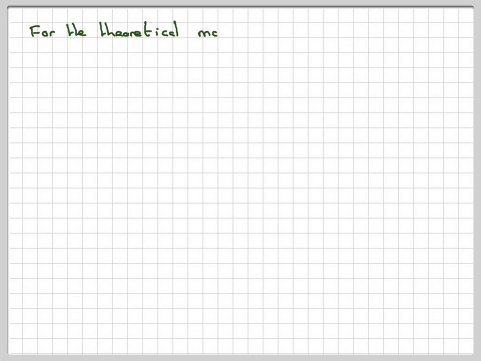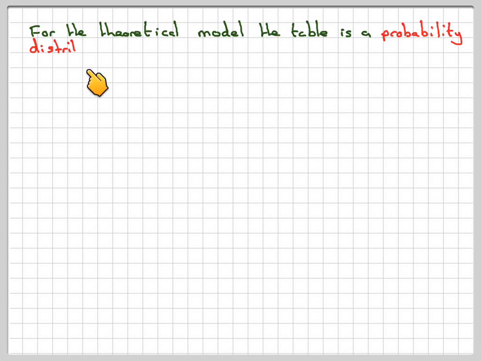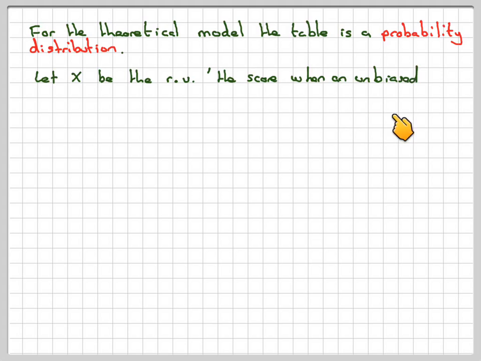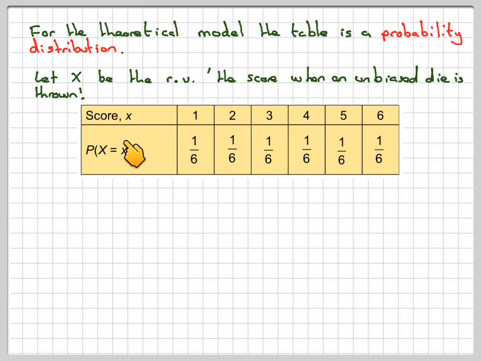So for the theoretical model, the table is a probability distribution. Let x be the random variable, the score when an unbiased die is thrown. The table would look like this. We've got the score 1, 2, 3, 4, 5, 6. So each probability is 1/6.